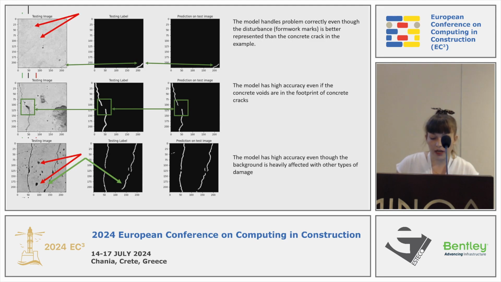Here we have some examples of different problems when we have different disturbance. For example, in the first example, we have formwork marks, in the second example, we have concrete voids, and in the third example, we have a complicated background, and our network is recognizing cracks well also in these cases.